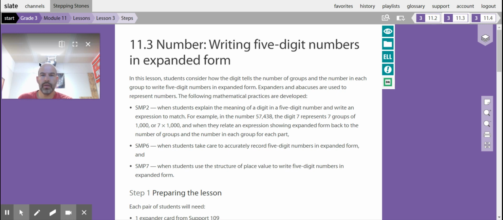All right, room 32. Good morning. We're going to go ahead and tackle our next lesson, module 11.3, numbers, writing 5-digit numbers in expanded form.